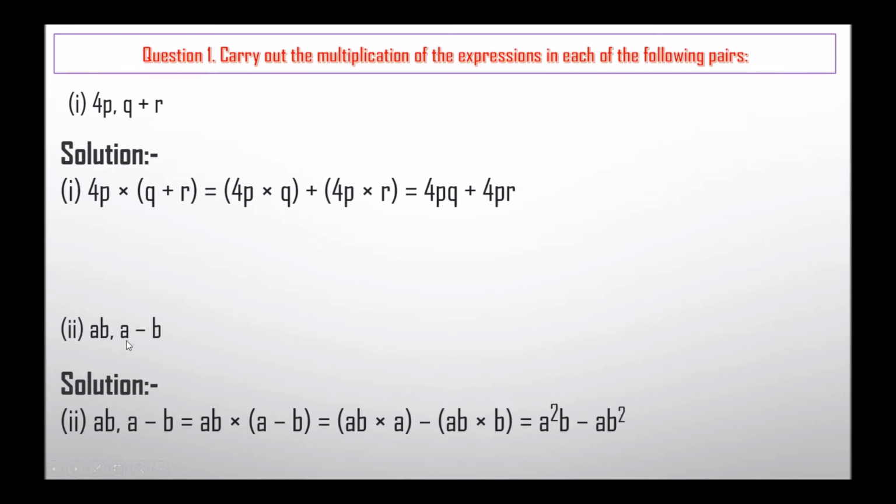ab, a minus b. So ab bracket a minus b. So ab into a first minus ab into b. So ab into a is a square b. ab into b is a b square. So it is a square b minus a b square.